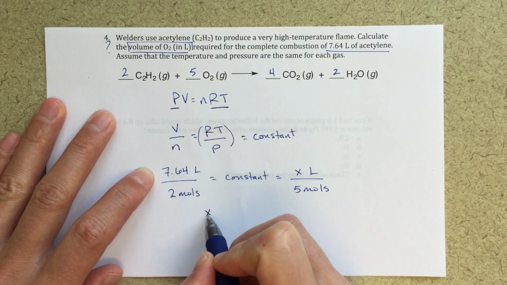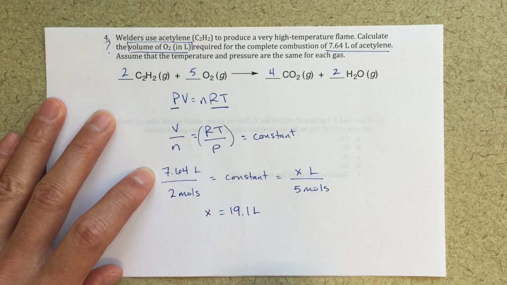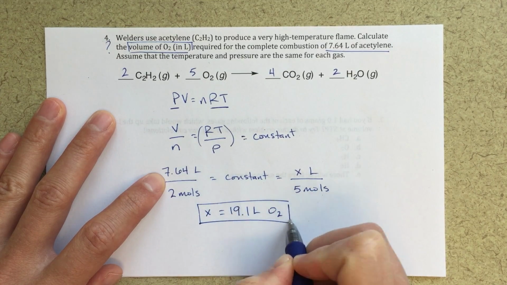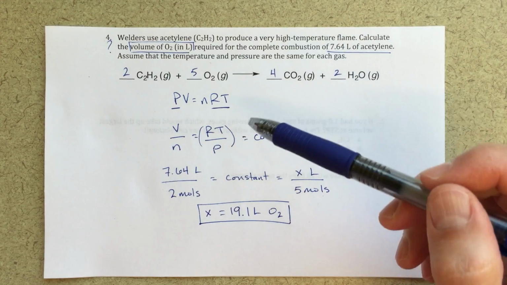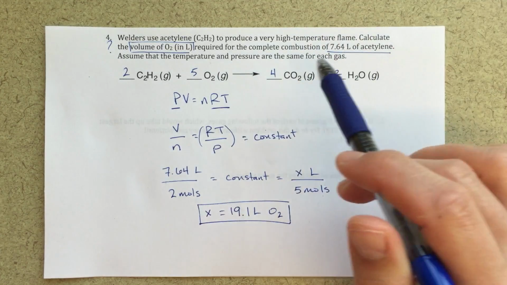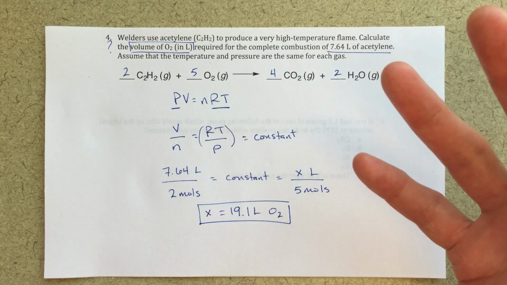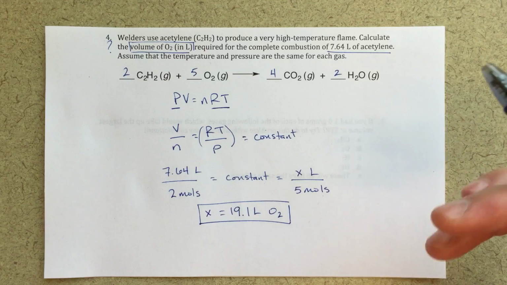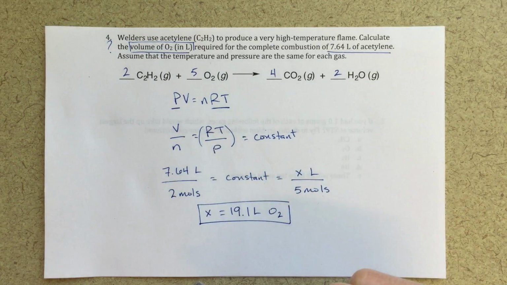So now I solve for X, and X equals 19.1 liters of oxygen, and that's my answer. That's all I really need to do. Now alternatively, you could do this problem by solving for a certain number of moles of acetylene. That's totally valid. And the temperature and pressure that I would recommend using in that case would just be STP, standard temperature and pressure, 273 Kelvin and 1 atmosphere. Then you'll be able to solve for some certain amount of moles of acetylene.